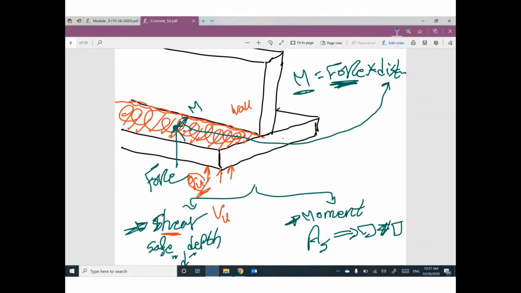Critical sections are different. Are you talking about shear? Yes. So the critical section is at a distance d from the face of the wall of the footing here. If you are talking about moment, the critical section will be exactly at the face of the wall. This point is very, very important. Any question related to this point?